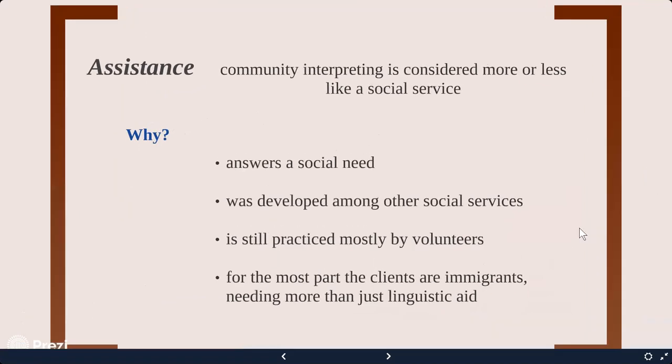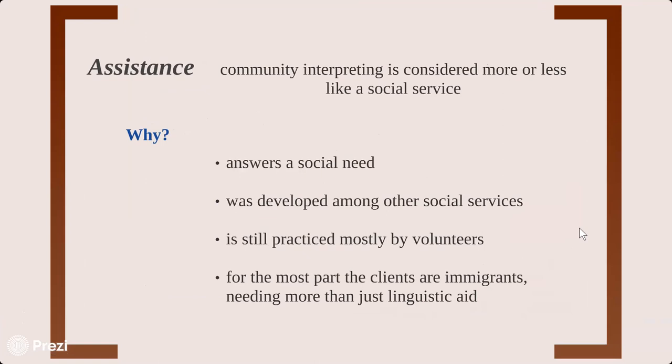Here we have also the kind of assistance. Community interpreting is considered more or less like a social service. You are providing a social service. Why is it considered a social service? Because it's a social need. The people in the society need such kind of language services.